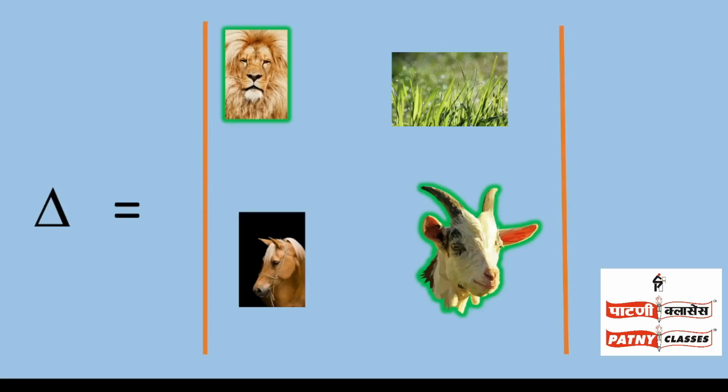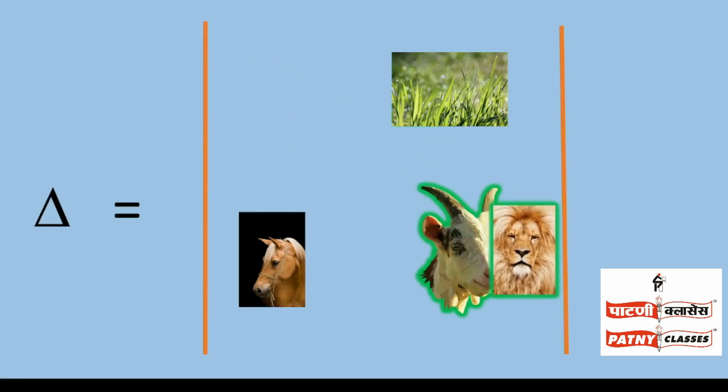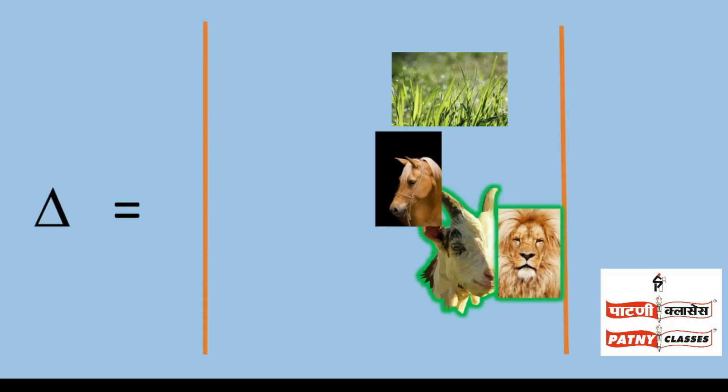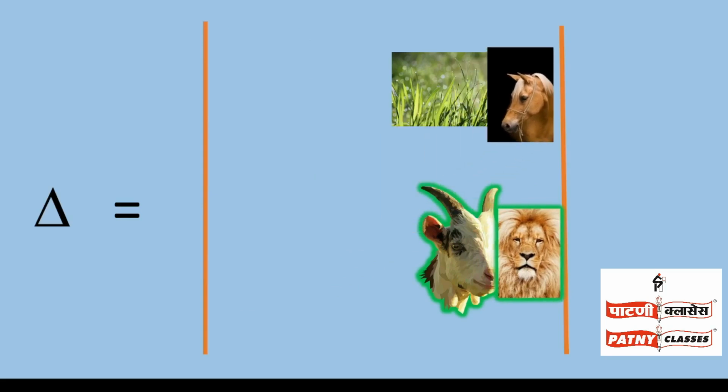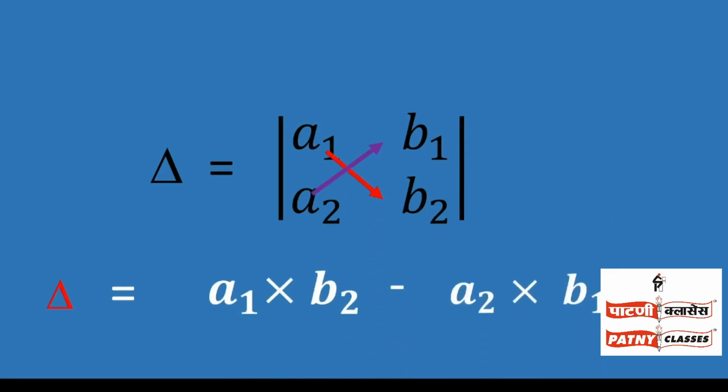Consider this animation. In this animation, we observe presence of tiger, goat, horse and grass. We observe that tiger goes to goat and horse goes to grass. This idea we are going to use to find out the value of determinant. Consider delta equals to A1, B1, A2, B2. Then value of determinant is given by delta equals to A1 into B2 minus A2 into B1.